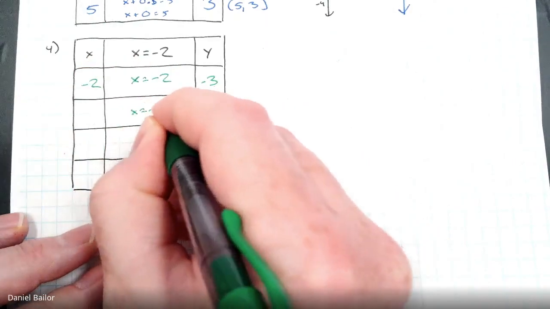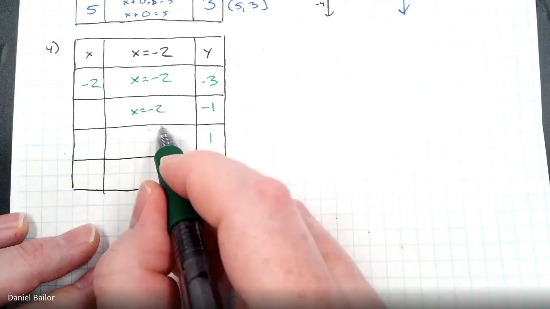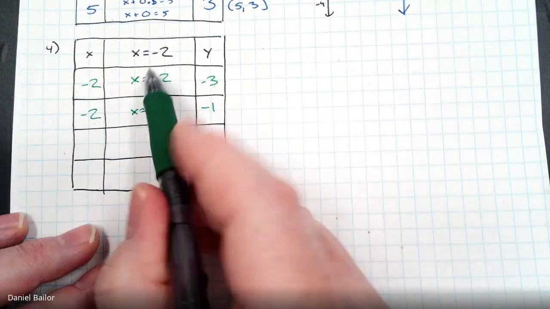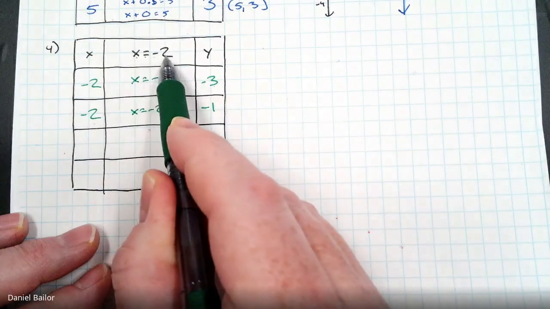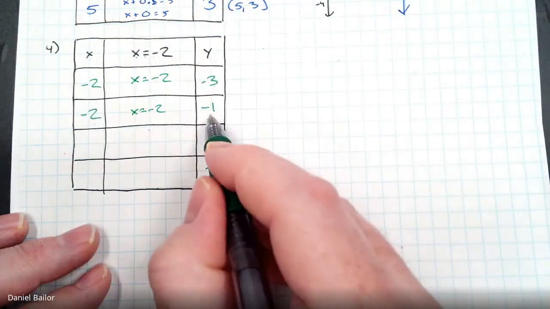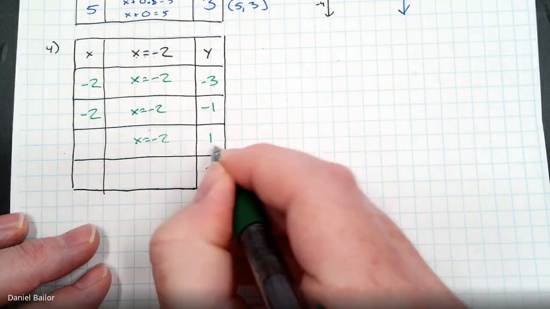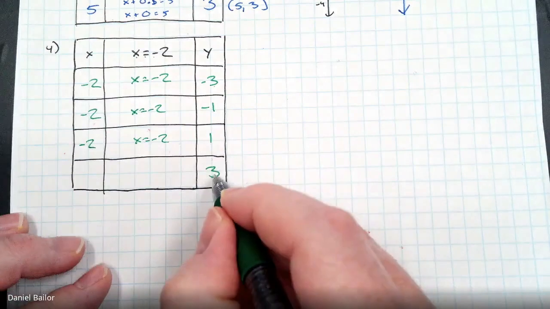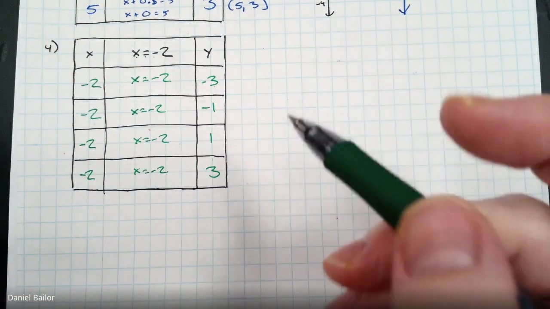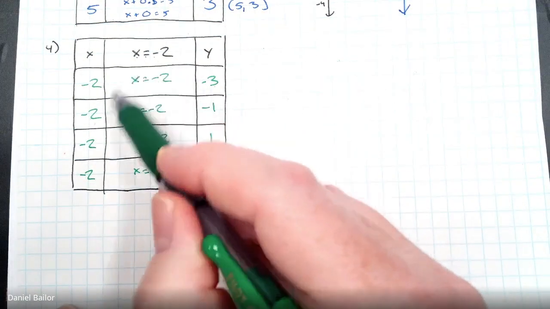X equals -2. What happens when y is -1? There's no y over here, so x is -2. See how the equation just says x is -2? That means when y is -3, x is -2. When y is -1, x is -2. When y is 1, x is -2. When y is 3, x is -2. So it doesn't matter what y is, x is always -2.